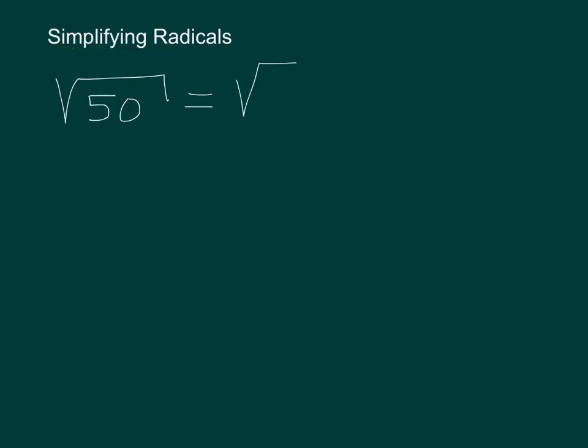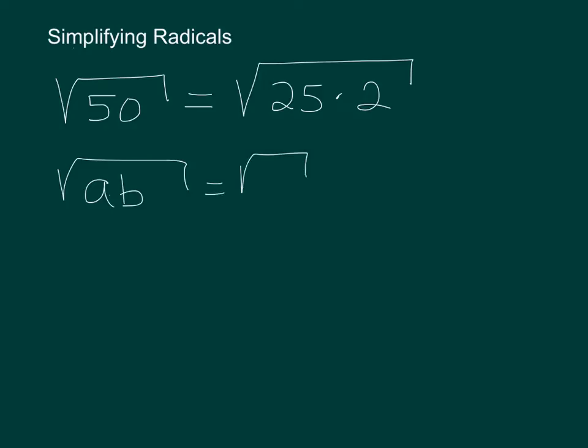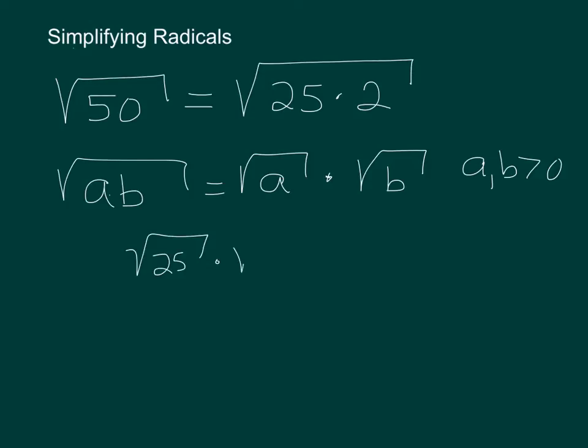But we also know that 50 is 25 times 2. And we have a rule that says if I have the square root of a product, a times b, that I can take the square root of a times the square root of b, provided a and b are both positive numbers. So for the square root of 25 times 2, we could take the square root of 25 times the square root of 2, and our result would be 5 radical 2.